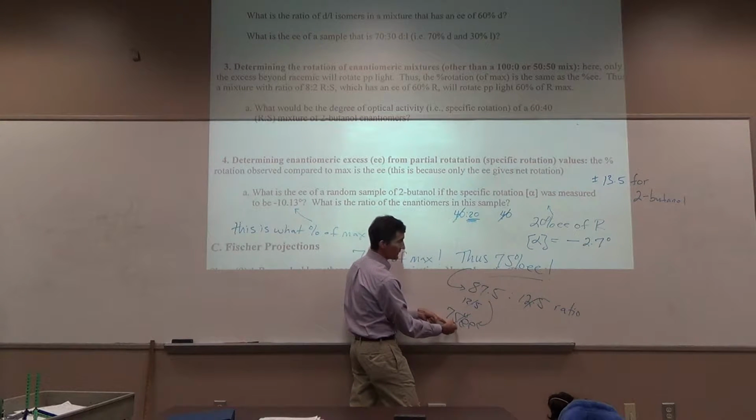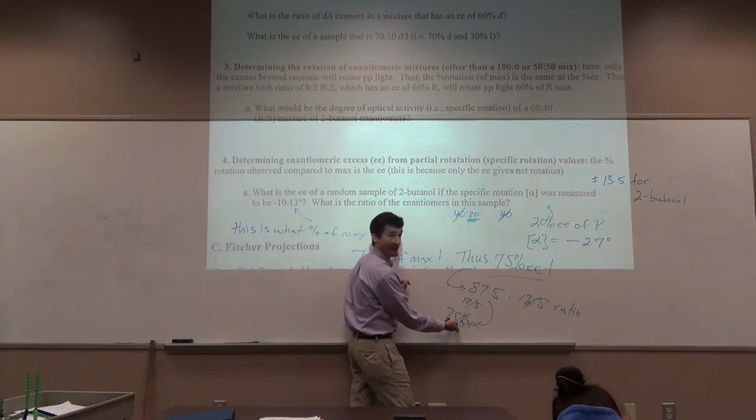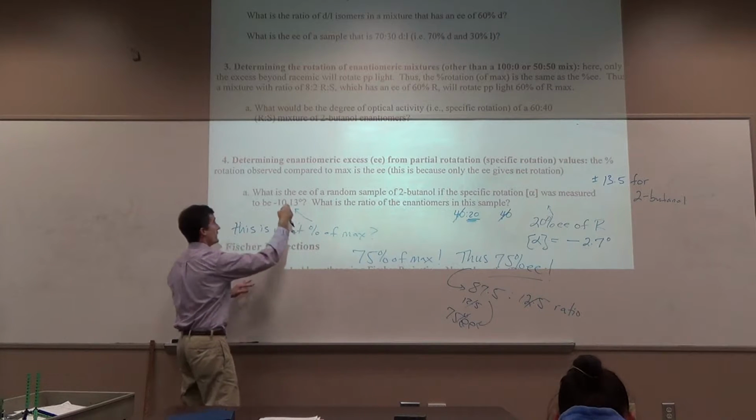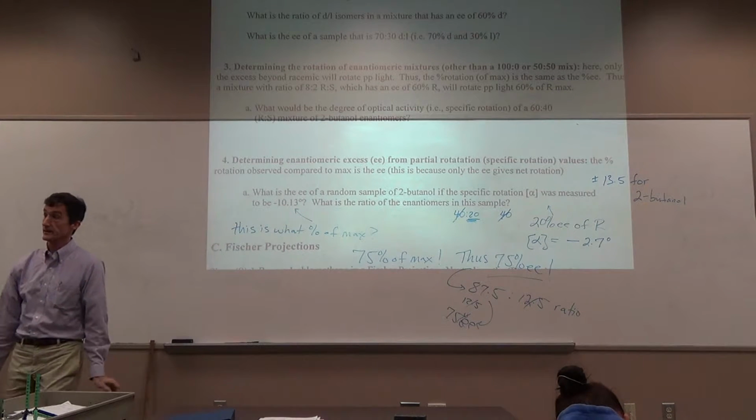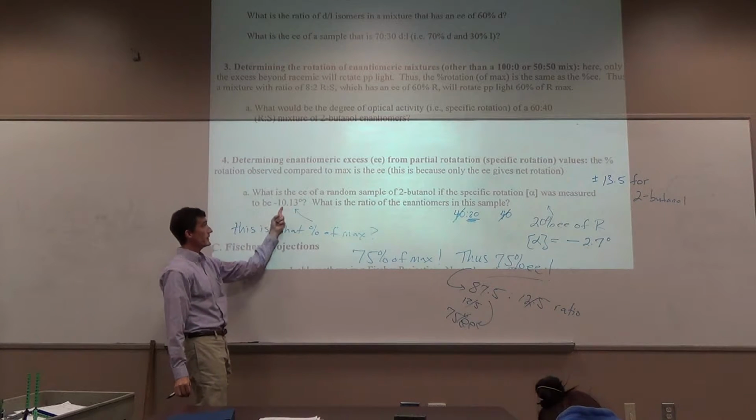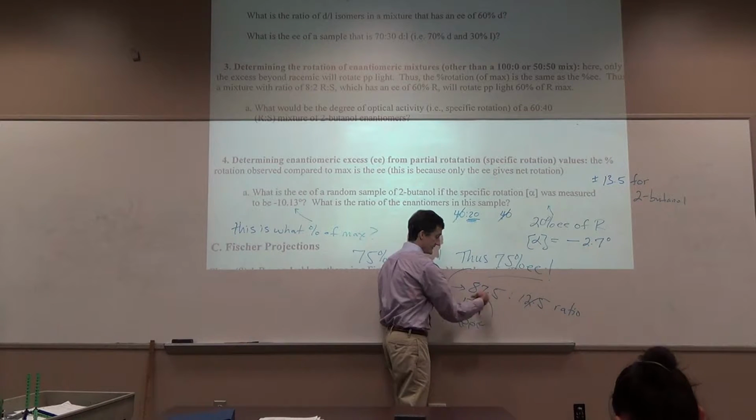See, and that's where it rotates. Because the 12.5 cancels the 12.5. That's the only thing left to rotate. And so you get 75% of max. Well, 10.13 is 75% of max. It only rotates this much because that is canceling some of this out.